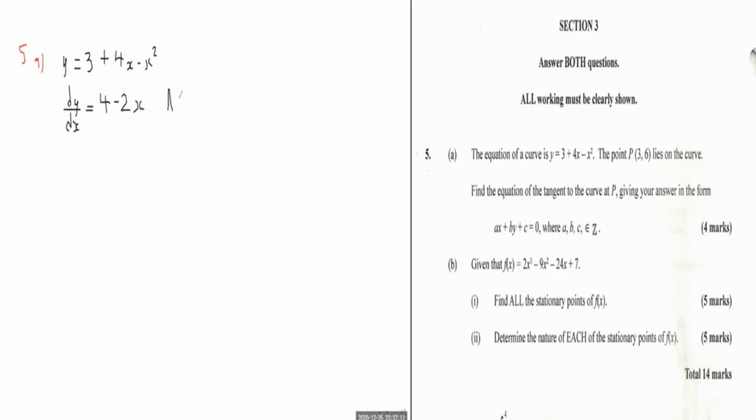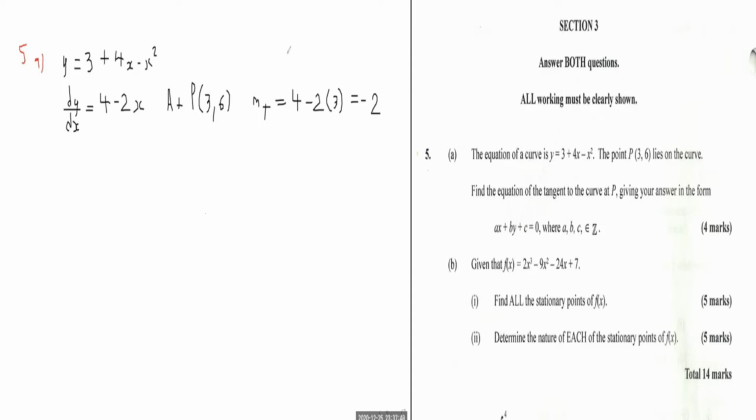At the point P, and P is the point (3, 6). At the point (3, 6), we can say that the gradient of the tangent is going to be equal to, we plug in 3 in here to get 4 minus 2 times 3. That will give us the gradient of the tangent, which is equal to 4 minus 6, which is negative 2. That's the gradient of the tangent, negative 2.